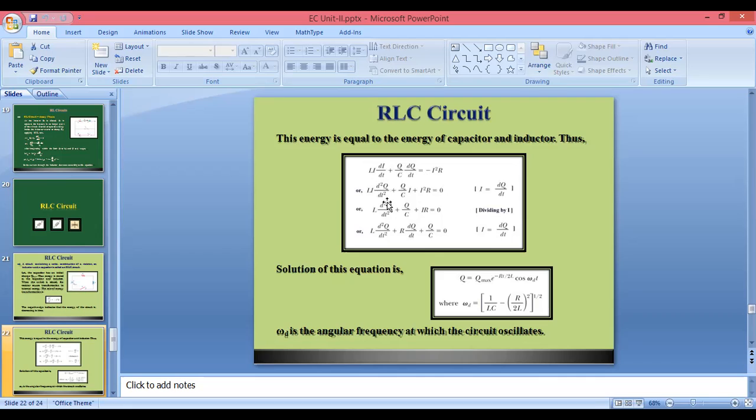So our equation will become L second derivative of charge with respect to time plus Q by C, and I will get cancelled, plus I square R, from which if I has gone then we will be left with only IR. So our equation is becoming L d square Q by dt square plus Q by C plus IR equal to 0.